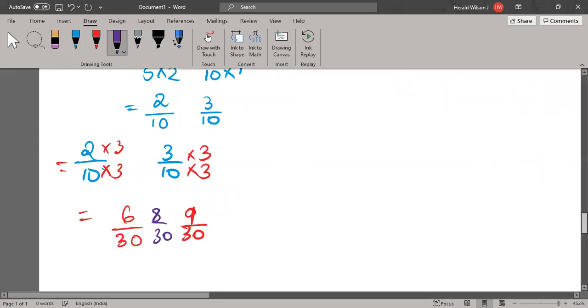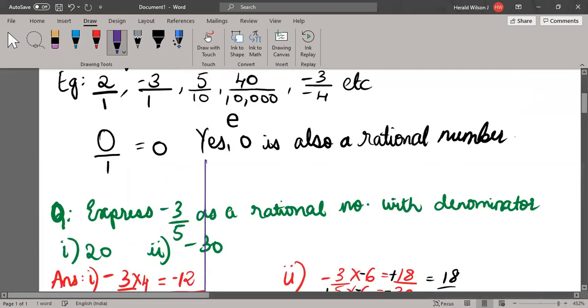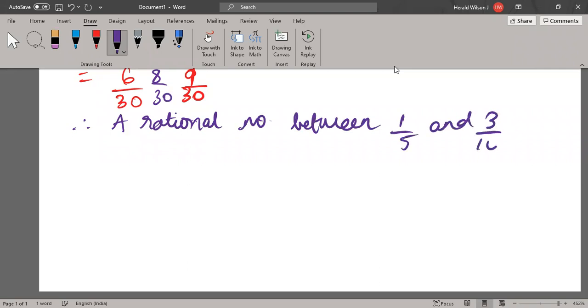So therefore, a rational number, I'm really sorry, just a minute. Yeah, so a rational number between, what was our question? Between 1 by 5 and 3 by 10 is 8 by 30. Did you understand how to do it?